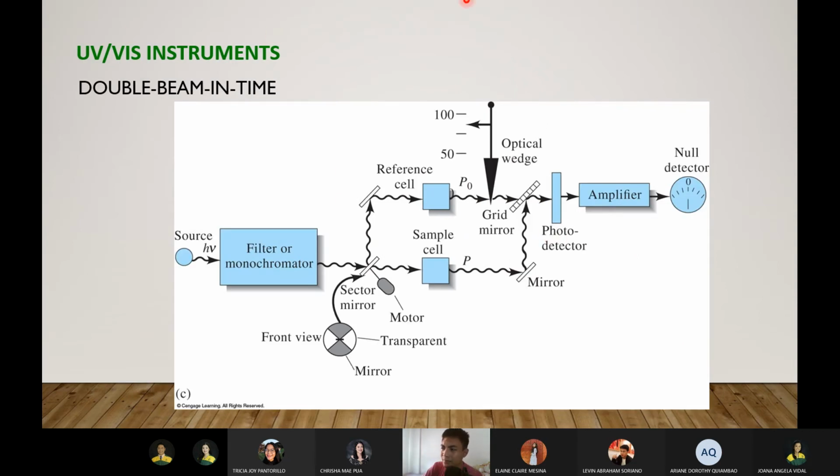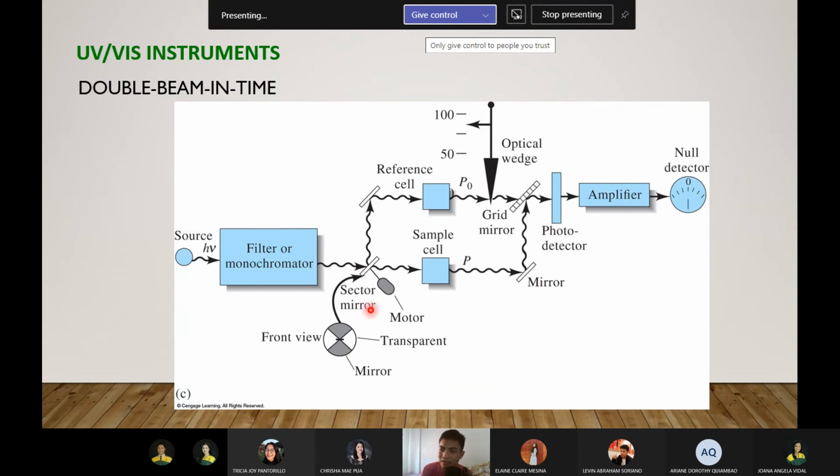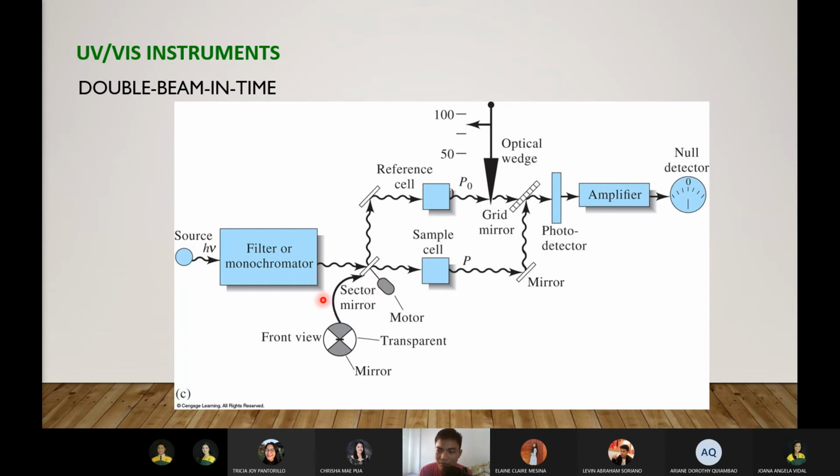Double beam in time, same concept lang din, but I'm not really familiar with this one kasi hindi ko nagagamit to. I don't know kung ginagamit talaga to ng iba, no? Pero yeah, sa research industry ginagamit to. Nangyayari lang dito is that you have something here, may motor ka, that will magro-rotate yan, ikot-ikot yan.